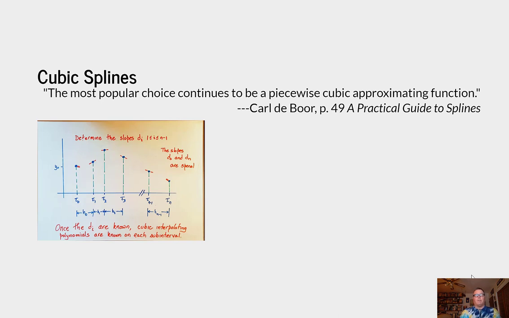The slopes at the edges are different. There's something special about them. We can, in fact, choose them freely in the spline paradigm, and this is both good and bad. Anyway, once the d_i are known, once you know not only the function value, but also the slope at each of those points, over that subinterval you can now use those four pieces of information to construct a cubic polynomial that's valid over that subinterval. A very simple, very classical problem.